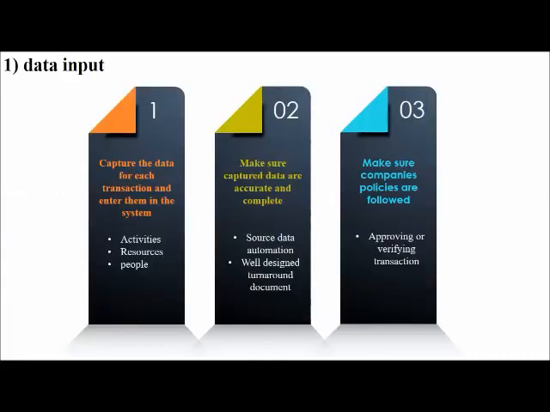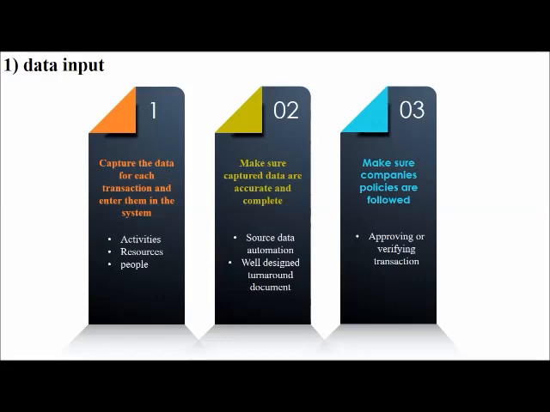Data input is the first step in the data processing cycle. Data input consists of three steps. The first step is to capture the data for each transaction and enter them into the system. In this stage, we try to capture every piece of data about the transaction, especially about the activity, resources, and people interacting with this transaction. The second is to make sure captured data are accurate and complete.